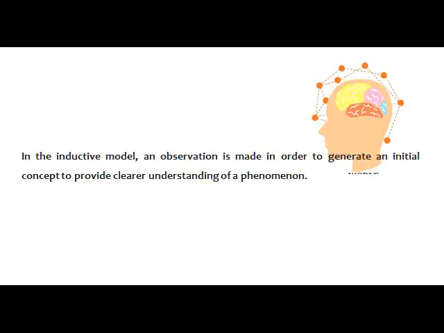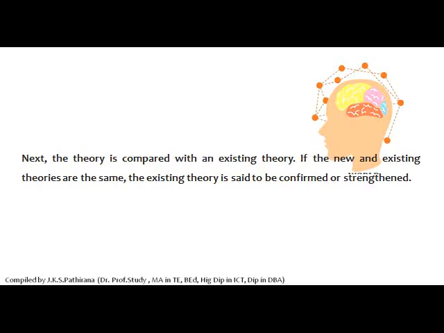In the inductive model, an observation is made in order to generate an initial concept to provide clearer understanding of a phenomenon. Next, the theory is compared with an existing theory. If the new and existing theories are the same, the existing theory is said to be confirmed or strengthened. By providing appropriate examples, discuss the deductive and inductive methods.